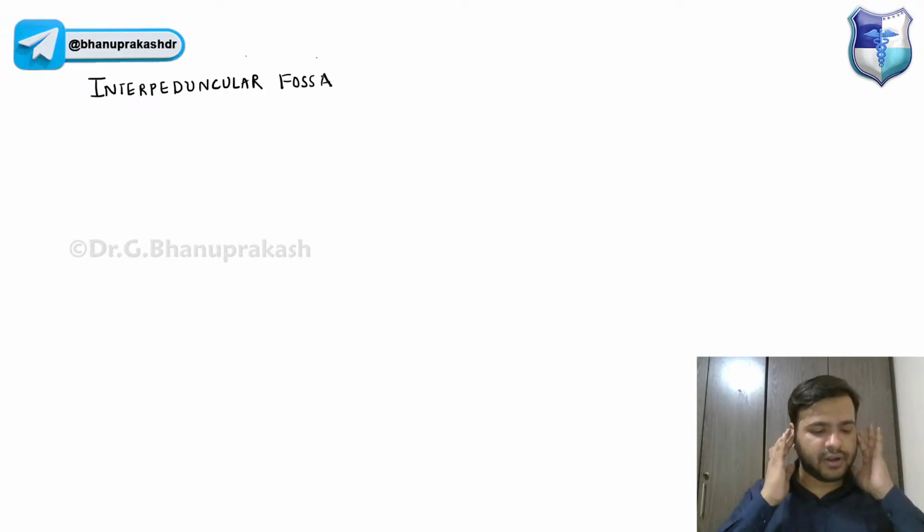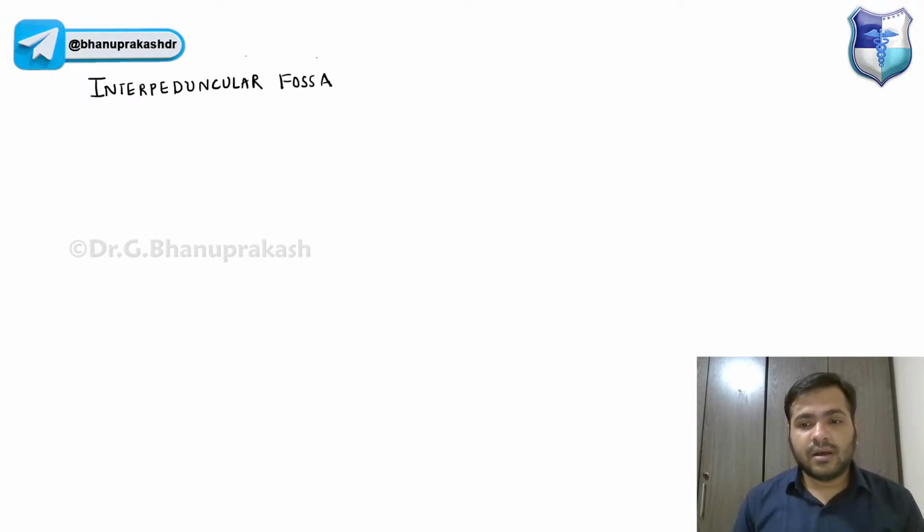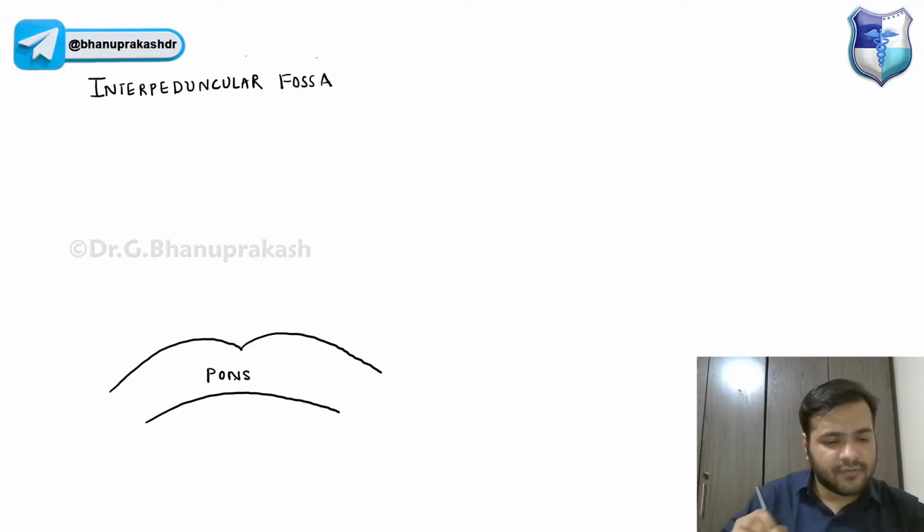Now this fossa, you already know, is between the two cerebral peduncles, or the two crus cerebri. So let us try to draw it and see, guys. Let us suppose this is the pons, right? And from the upper border of the pons, you already know we have these crus cerebri or the cerebral peduncles which are going backwards, right?